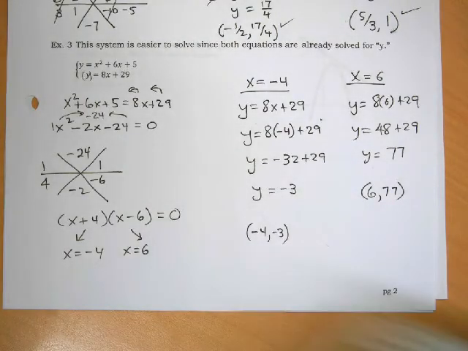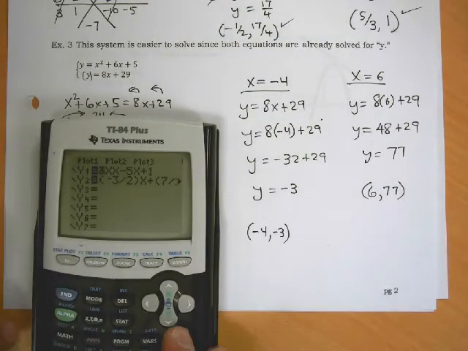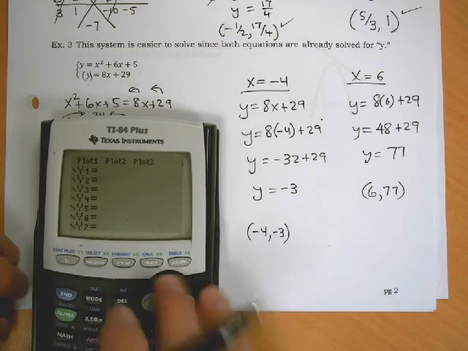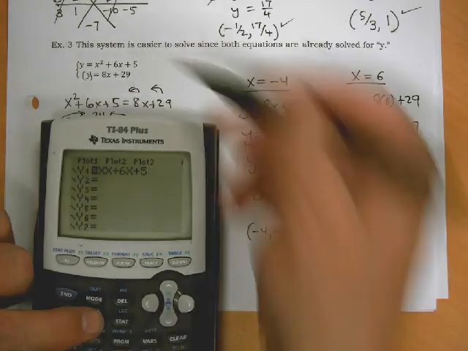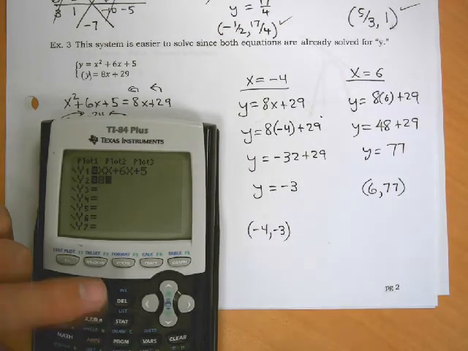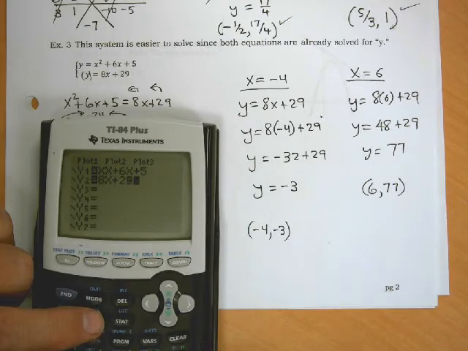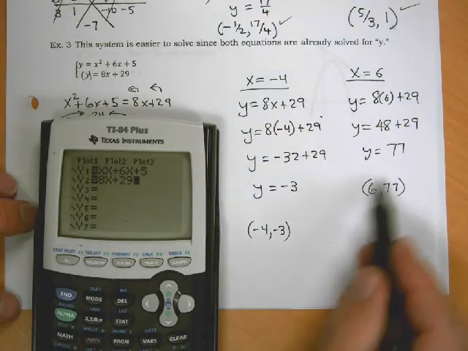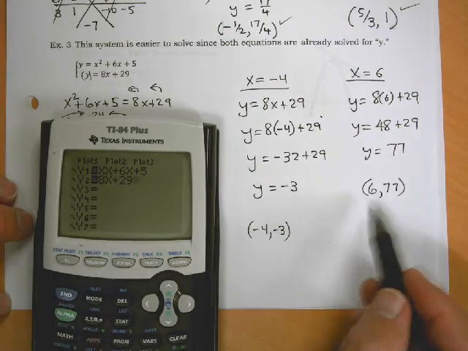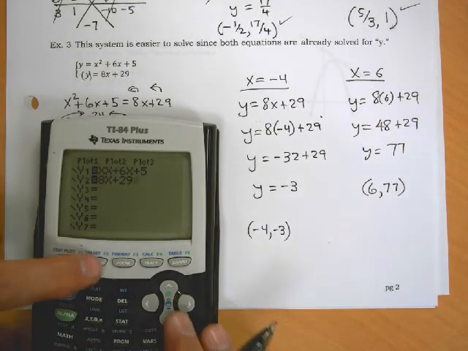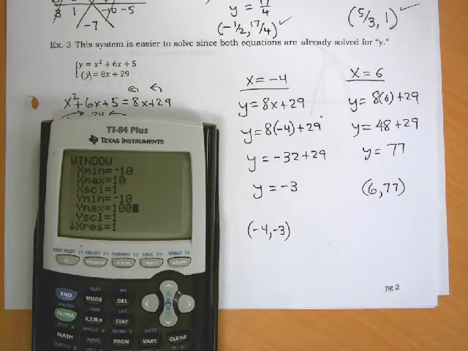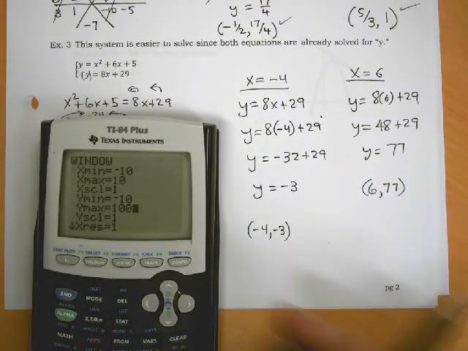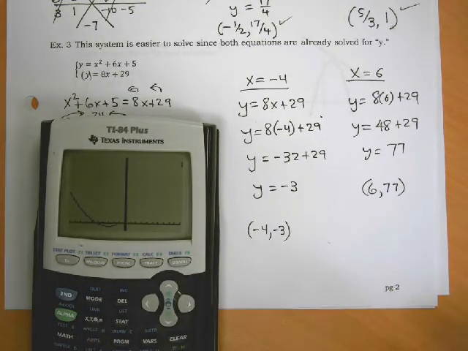Okay, so let me graph these and clear out the old ones. So x squared plus 6x plus 5 and 8x plus 29. Now if I say zoom 6 here, I'm certainly not going to see that point since the standard screen only goes up to a height of 10. So instead I'm going to manually go to my window key and put 100 on the y maximum, and then I'll hit graph. See what this does for me.